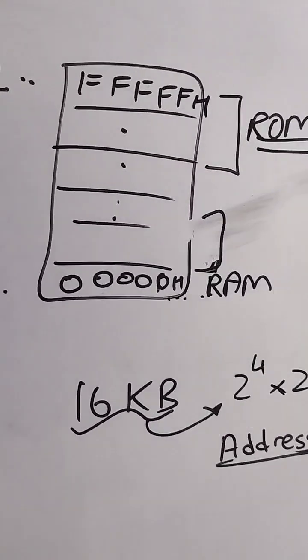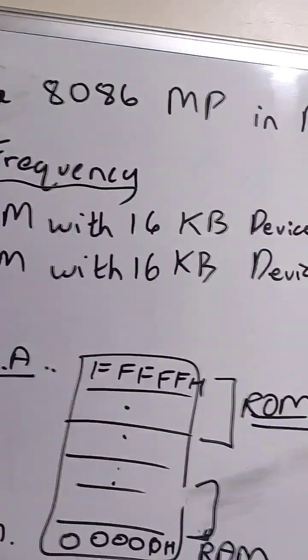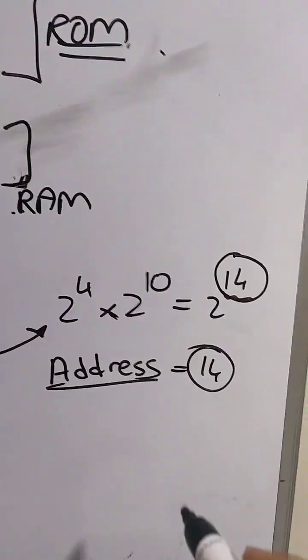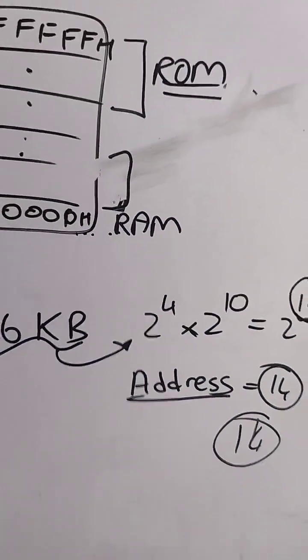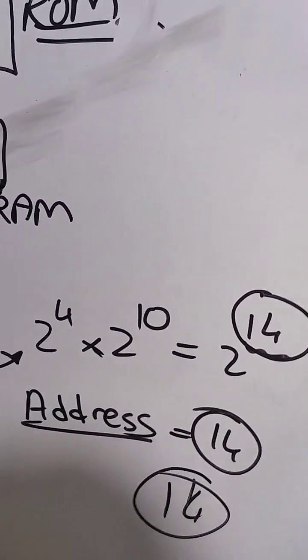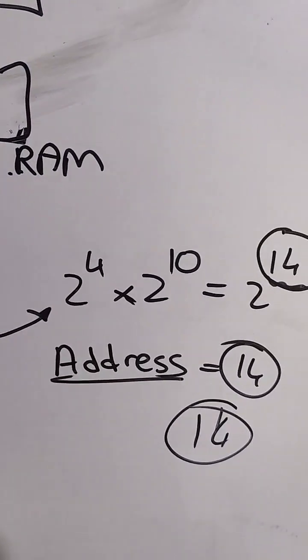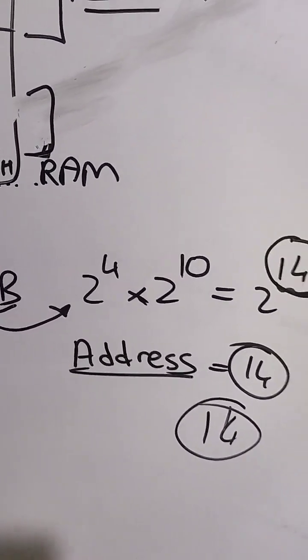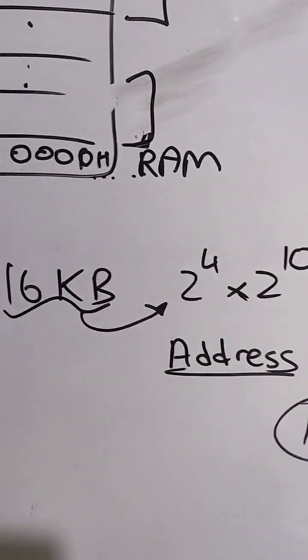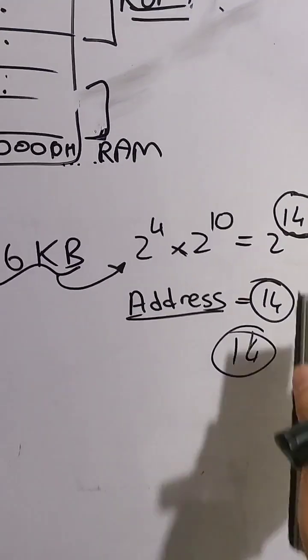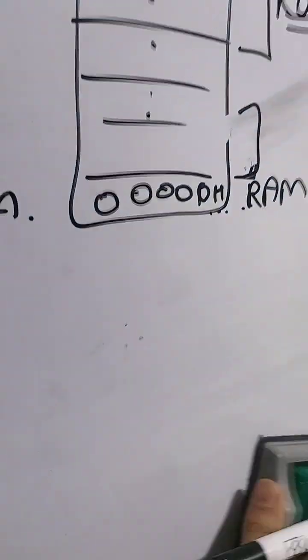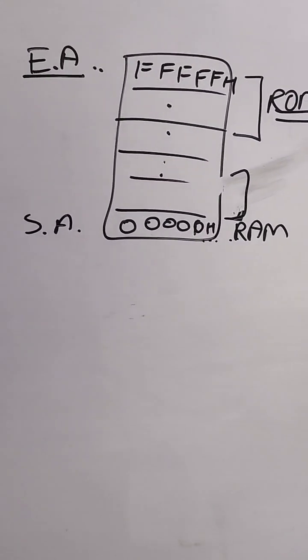Okay. So for RAM it's 14, and since our ROM is also a 16 kilobyte device, for ROM also we'll need 14 address lines only. Even though they both are separate, 14 address lines for each. Now let's calculate the RAM and ROM starting and ending addresses.